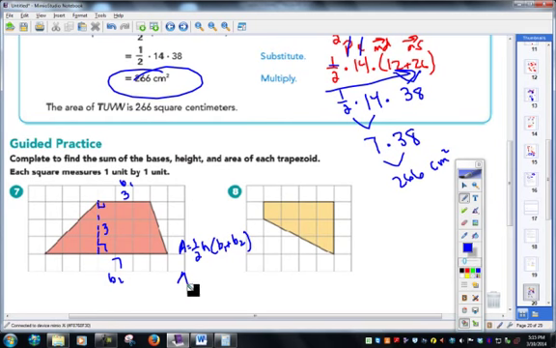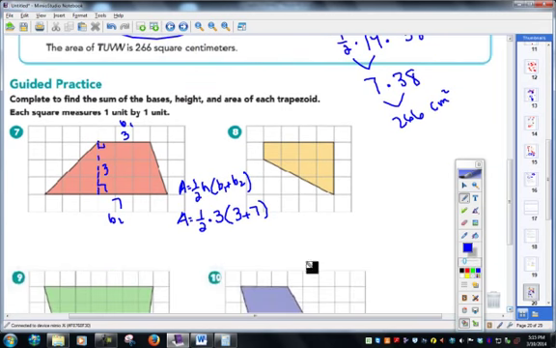Okay? Now, we're going to go ahead and start plugging in what we know. 1/2 times my height, which is 3, times 3 plus 7. Okay? Notice the first two steps here are very important, and I expect you to do the same. Okay? I expect you to write the formula, and then I expect you to fill in anything for the variables.